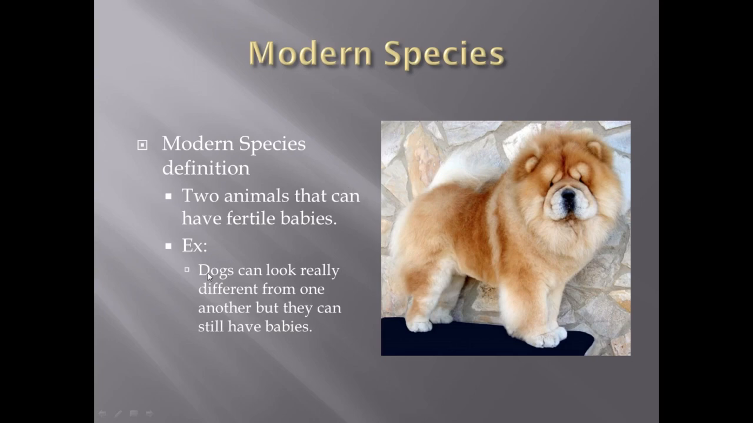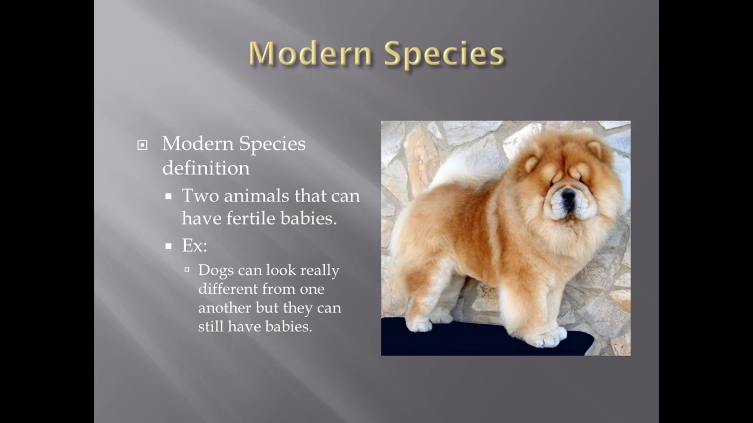So for example, dogs can look really different from one to the next. Look at this weird, ugly dog right here. But this dog can still have a baby with a Rottweiler, and that baby will be able to have babies. So dogs can have babies with other dogs, and they make perfectly fertile dogs, dogs who can have dogs.